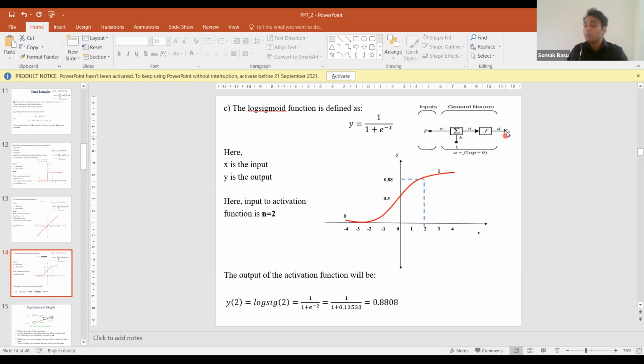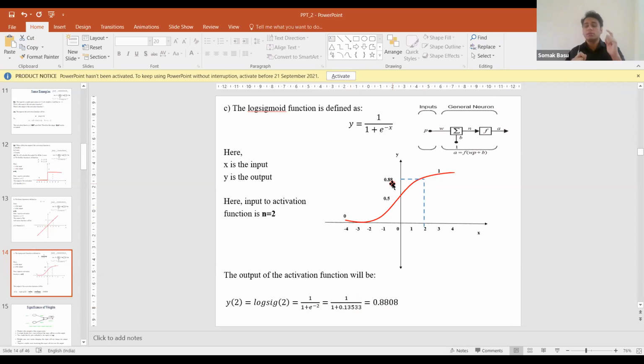So what will be the output? The output of this activation function in this case would be 0.8808. I have also tried to show this to you graphically. This is the graph of the log sigmoid function. And if you substitute the value of 2, you'll see the output becomes 0.88.